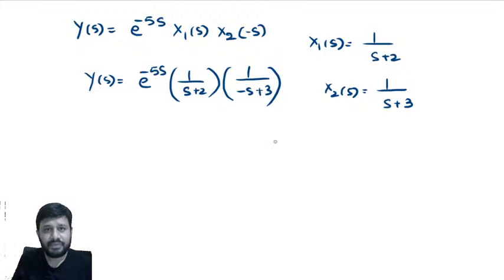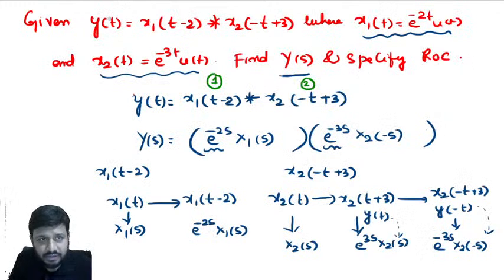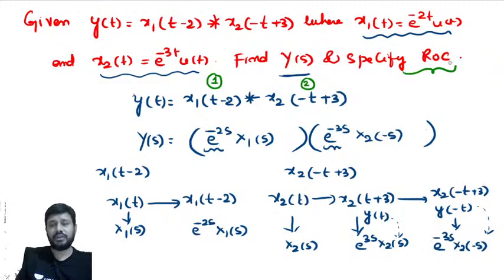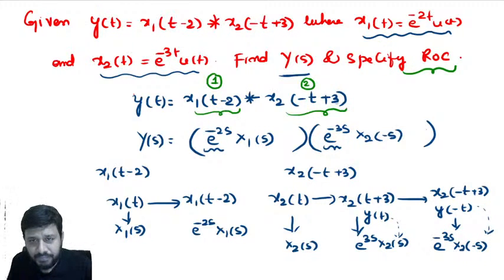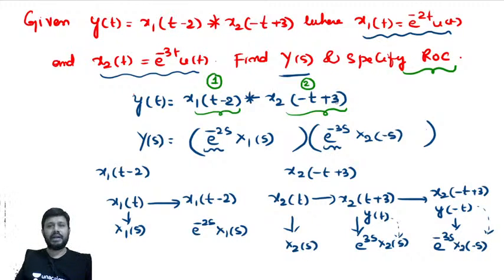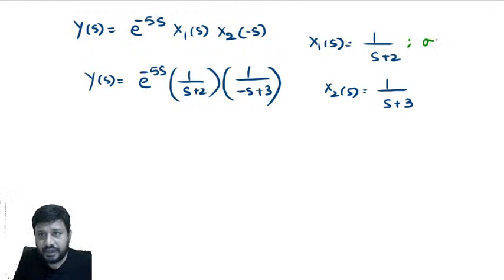Along with this, he is asking us to specify the ROC also, right? And we know that for convolution we will take the common ROC. So you have to consider the common ROC between x1 of t minus 2 and x2 of minus t plus 3. Right? Now what is the ROC for x1 of t minus 2? First of all, what is the ROC for X1 of s? This is sigma greater than minus 2. This is sigma greater than minus 3.